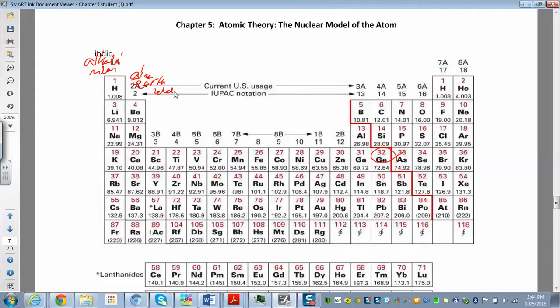Metal. Handwriting is very bad. Right from here over, these are called the transition metals. These are the transition metals. And what else do we have?